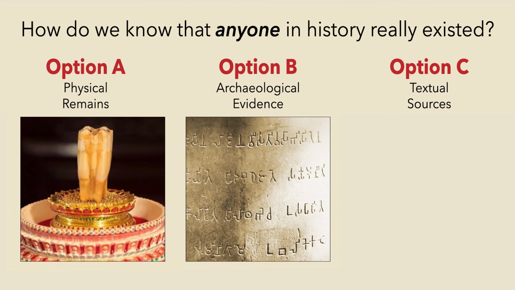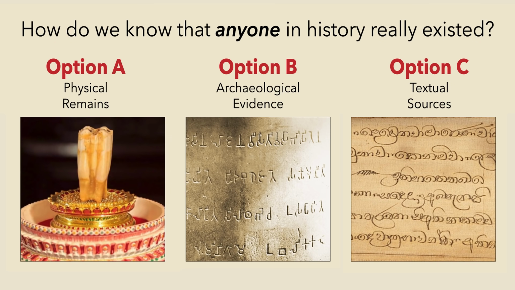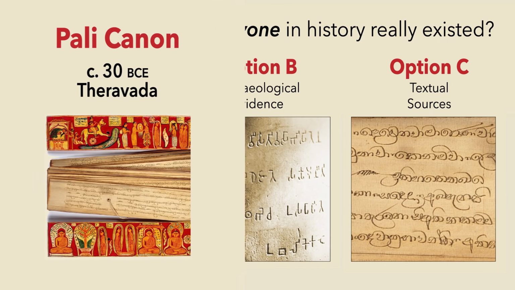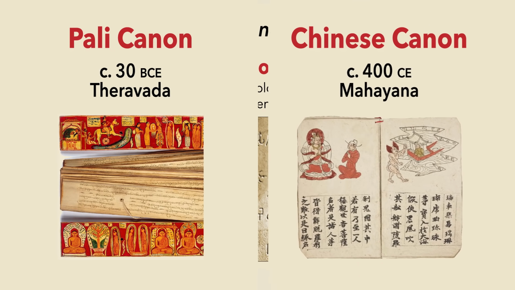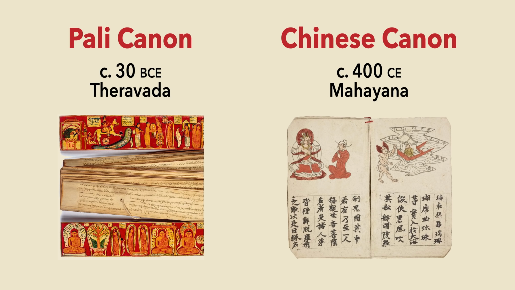We must therefore also look at a third type of evidence, textual sources. And when it comes to the Buddha, we have two main sources. One is the Pali Canon, which dates to around 30 BCE and is the standard set of Buddhist scriptures used by the Theravada branch of Buddhism, practiced in countries like Sri Lanka, Thailand, and Myanmar. The other source is the Chinese canon, which dates to around 400 CE and is the standard set of scriptures used by the Mahayana branch in places like China, Japan, and Korea.